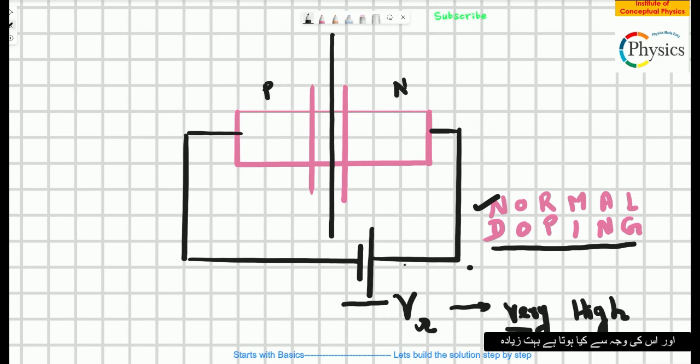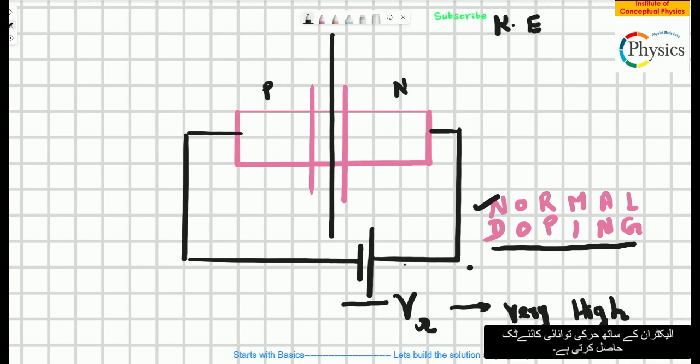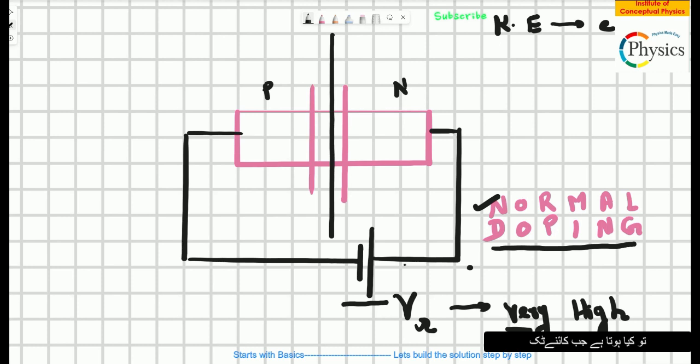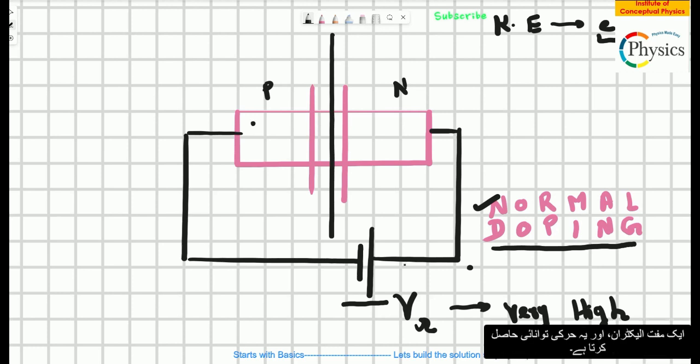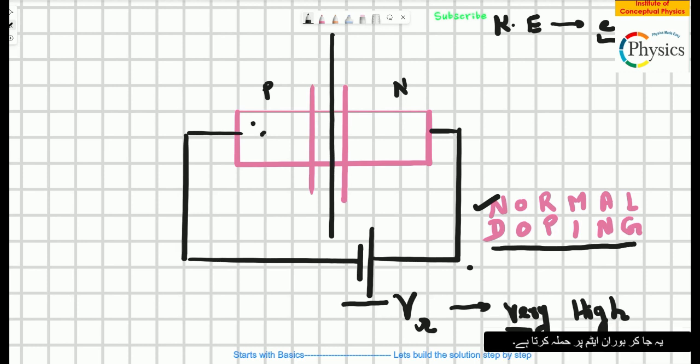And what happens because of this very high voltage is that the kinetic energy which the electrons gain becomes very high. So what happens when the kinetic energy of the free electron is high? Supposing there is an electron which is freely available on the side of the P. So there is an electron which is available as a free electron, and this gains kinetic energy. It goes and strikes a boron atom. So the boron atom gets struck with an electron like this.